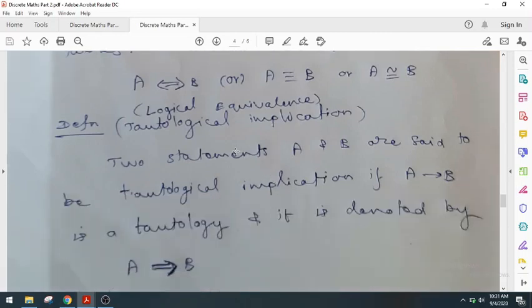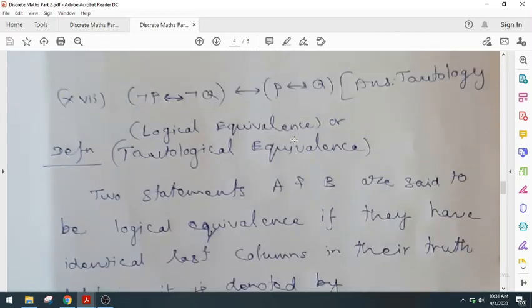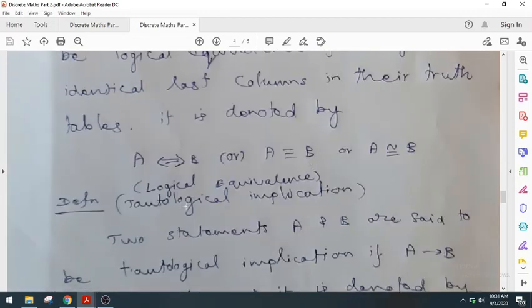Next, logical implications. Sorry, tautological implications. This is tautological equivalence. This is tautological implication. Here I wrongly wrote logical equivalence. This is wrong. That is logical implication. Just rewrite it yourself.